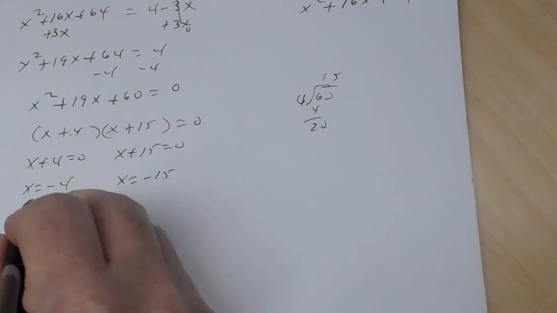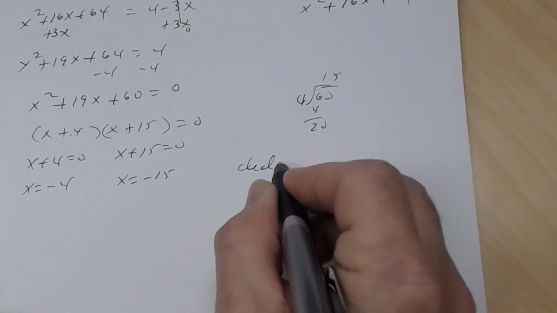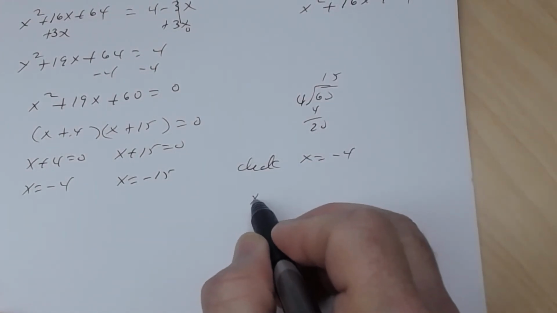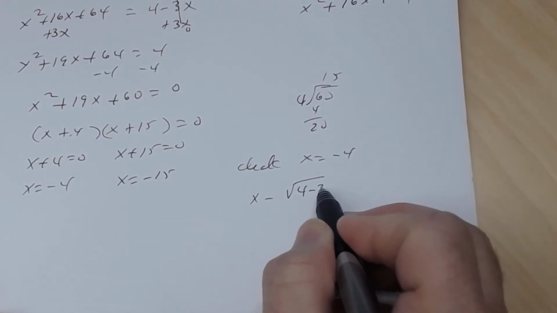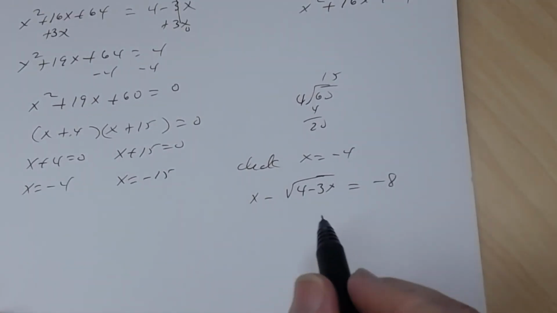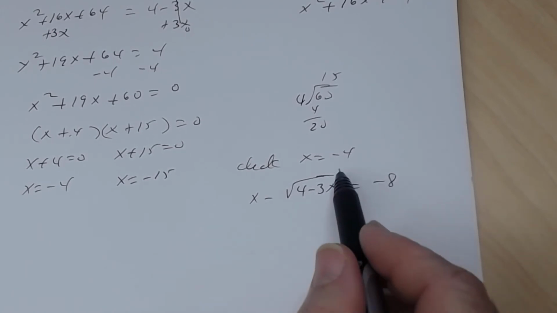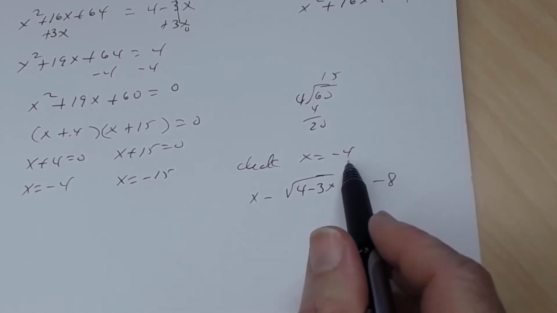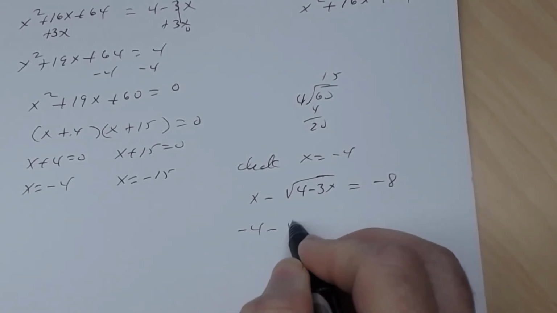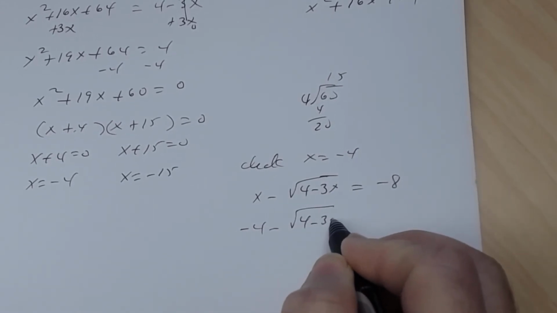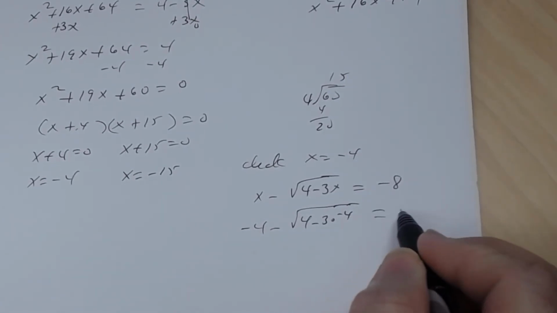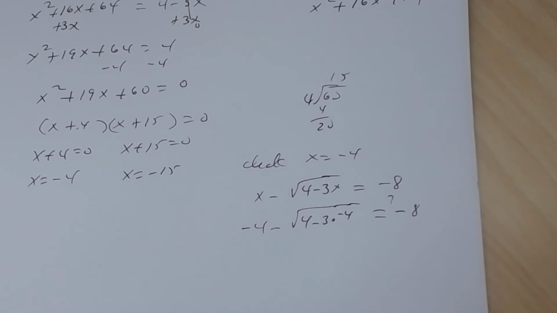So let's check this one first. Let's check x equal negative 4. So you go back to the original. Remember, the original was x minus the square root of 4 minus 3x equal negative 8. Remember, always go back to the original. You have to be careful because you're dealing with negative proposed solutions. So I get x, which is negative 4, subtract the square root of 4 minus 3 times a negative 4, and I want to see if that's going to equal a negative 8.